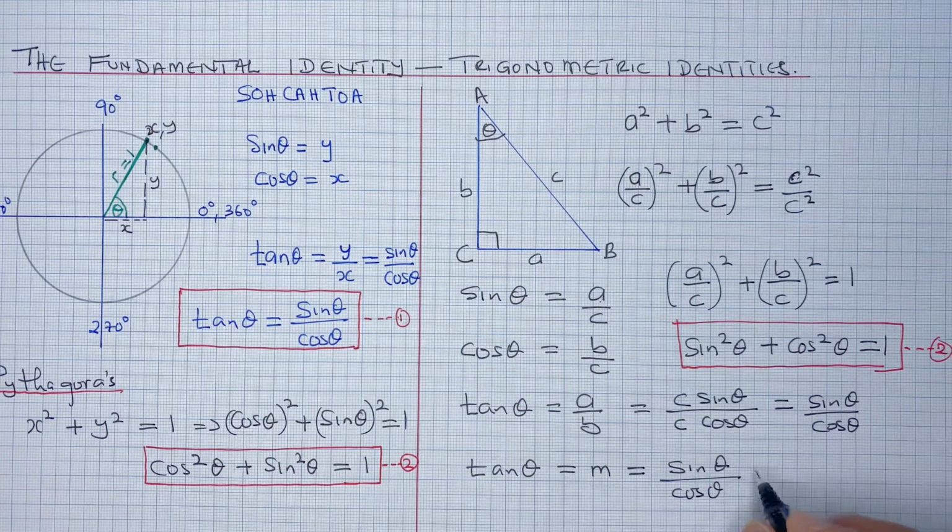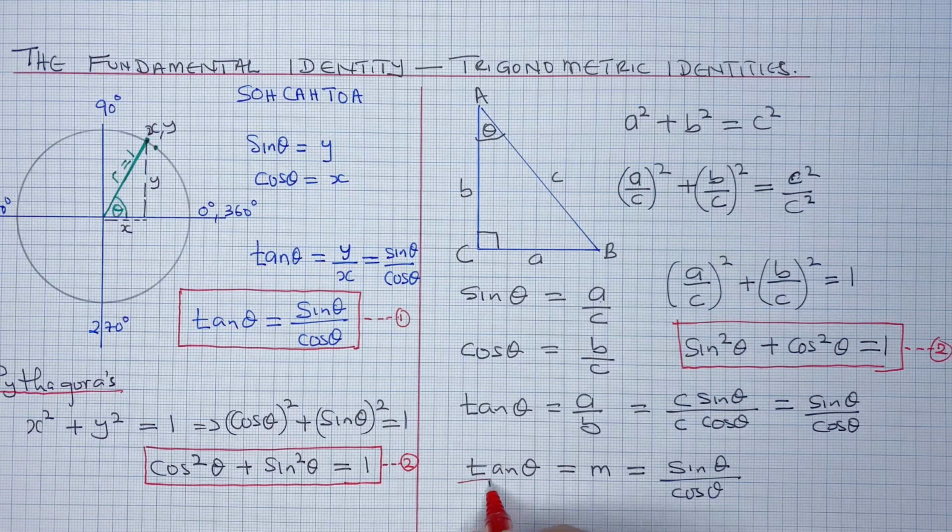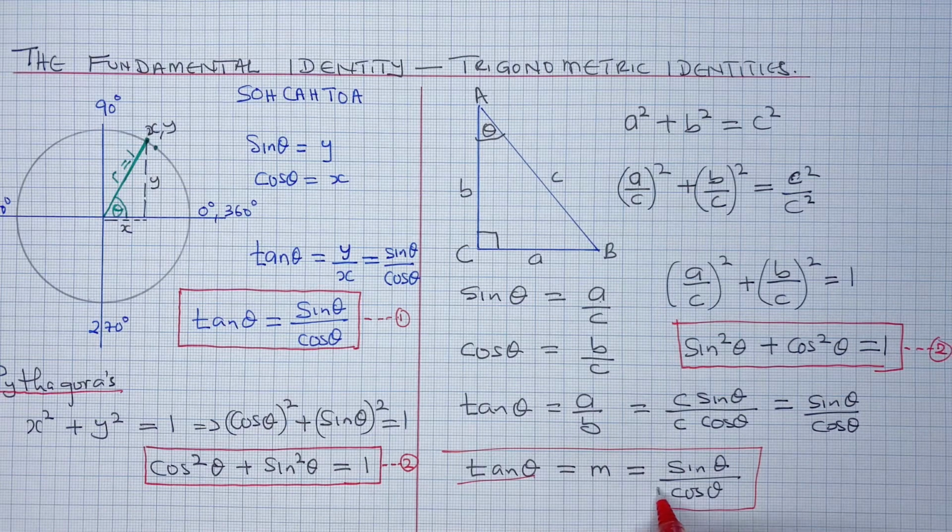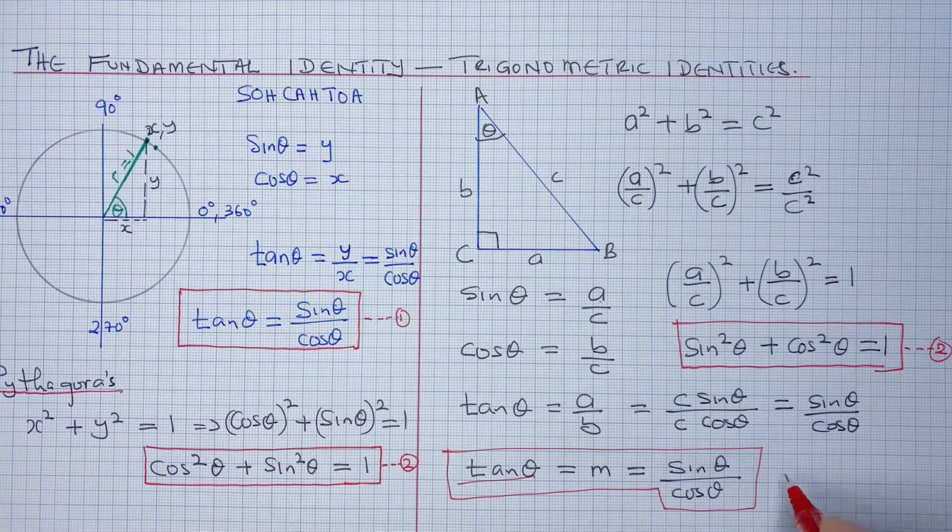So that is the second. So tan theta equals sine theta over cos theta, which is the first equation here. So also it's called the gradient m in linear equation.